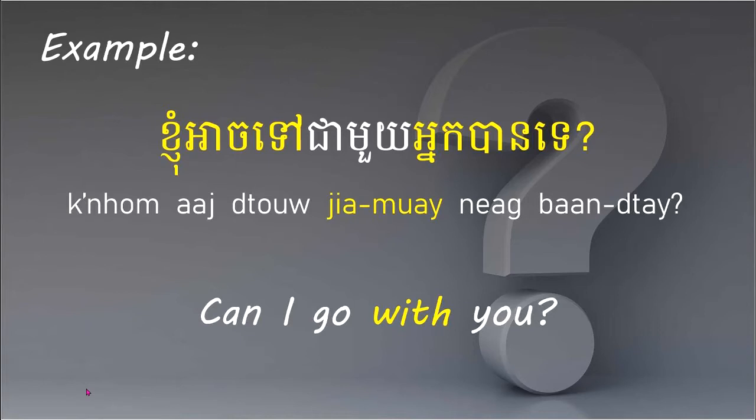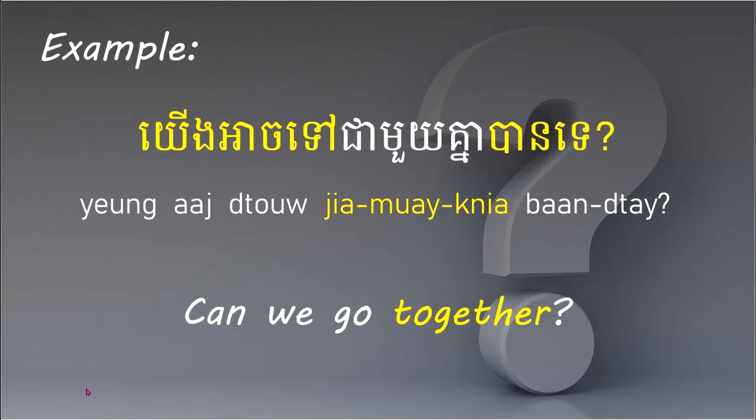And now I use the word together and change something. Can we go together? In Khmer you say yeung aich tâu chia muoy khnia ban te? So yeung means we. Okay, one more time: yeung aich tâu chia muoy khnia ban te? So this is how to use with and together in Cambodian language.